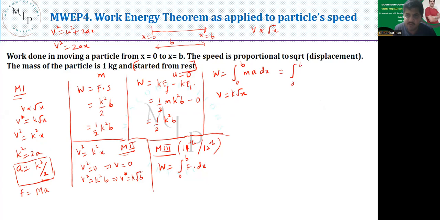I can write the integral 0 to b of a into dx. I can write like this. Now, this a I want. How do I get a from V? Simple. a should be equal to dV by dt.